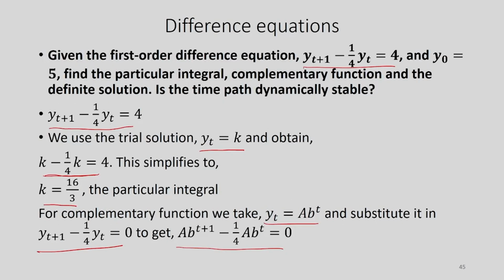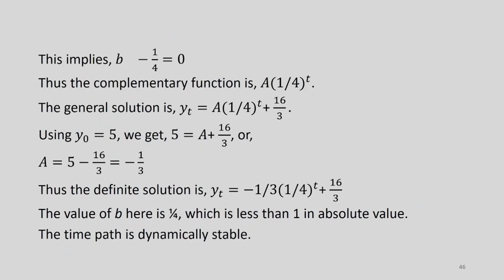And this we have to solve for b, because a will get cancelled, and actually we are going to get b minus 1/4 is equal to 0, that means b is equal to 1/4. Therefore, the complementary function, we had assumed this to be a b to the power t, it is actually a 1/4 to the power t, because b is equal to 1/4.